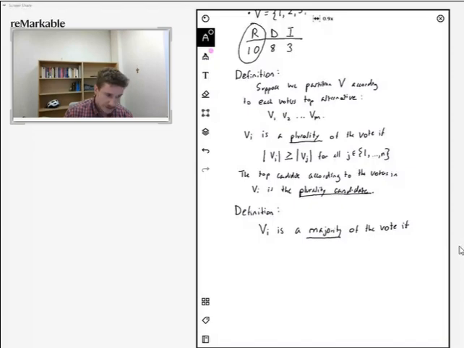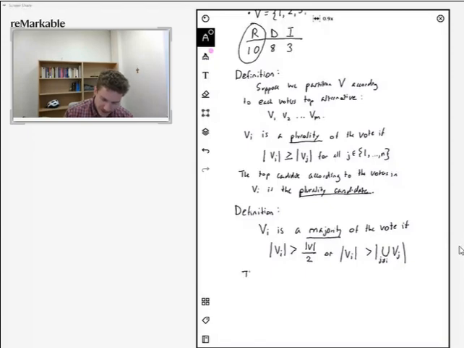if the size of VI is greater than half of the overall size of voters, or equivalently, the size of VI is greater than the size of the union of all the other VJs, where J is not equal to I. Right? So this is to say a majority of the vote is just greater than 50% of the voters. So it makes up over half the size of all the voters. That gives you a majority of the vote.